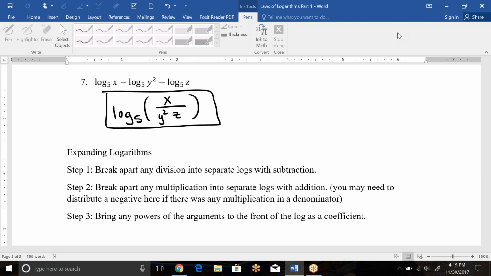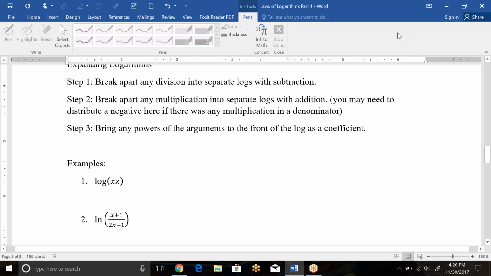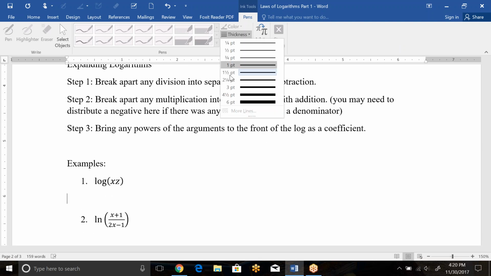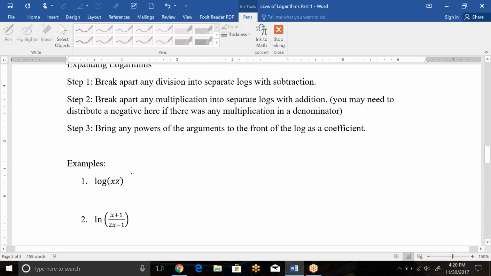You may need to distribute a negative here if there were any multiplications that were in the bottom of a denominator, or if you know my trick, you know that if it was in the denominator, it's going to be a negative log. If it was in the numerator, it's going to be a positive log. And then we bring any powers of the arguments to the front of the log as a coefficient at the very end. So let's look at this first example here. We have log of x times z. So if I wanted to break this up, this one's pretty simple. Since they have a multiplication between their two arguments, we would break that up into log of x plus log of z, using the addition to multiplication of argument rule.